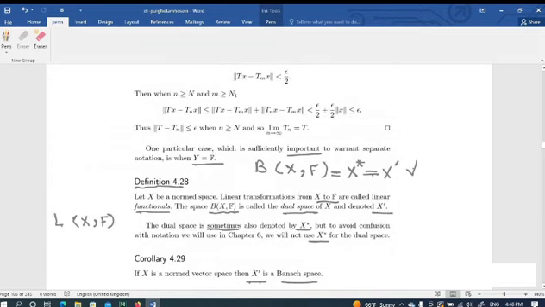Definition. Let X be a normed space. A linear transformation from X to F, where F is the scalar field, is called a linear functional. So when we say linear functional, it means a member of B of X and F. In some books, B of X and F is denoted by X star or X prime. So X star or X prime means the bounded linear transformations from X to F.